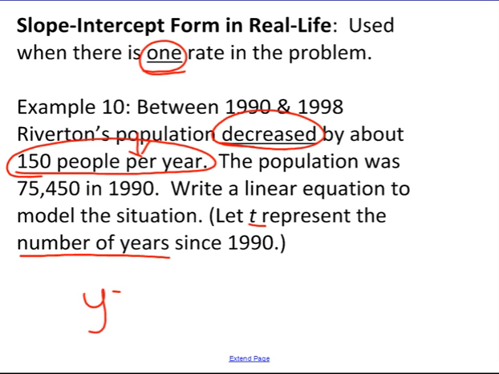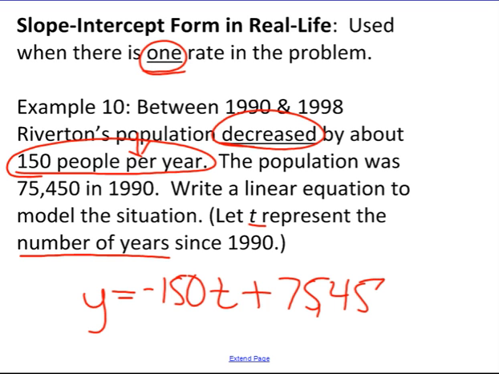So y equals my rate, that's the one that's per year, that's the one that gets multiplied times the variable, and since I am decreasing, it's going to be negative. And the other number, the b, that is what we started with. That's the flat fee. That's what we start with, in this case, 75,450.